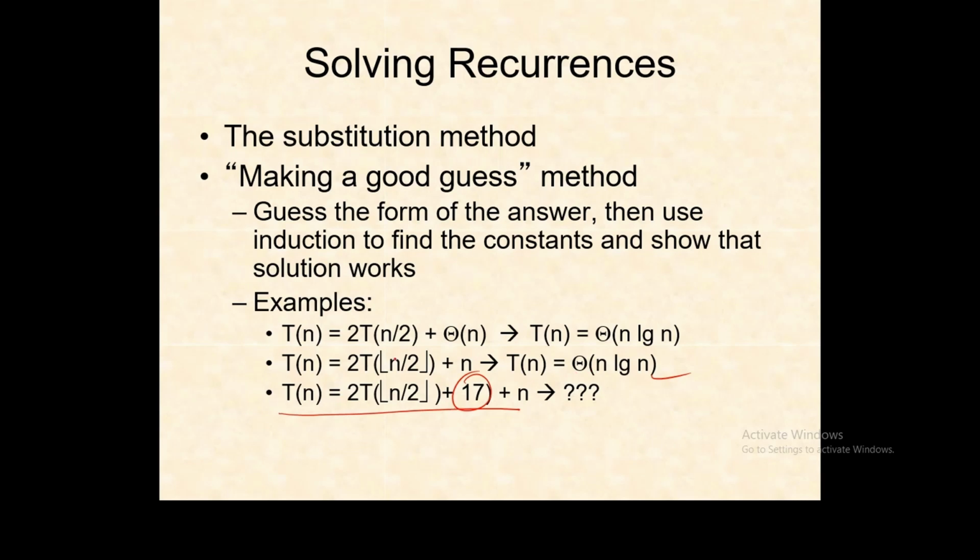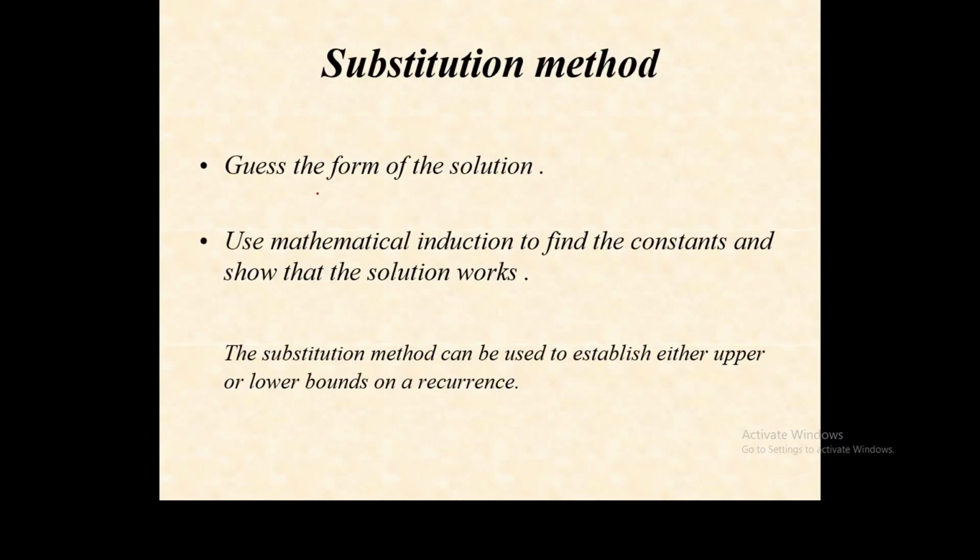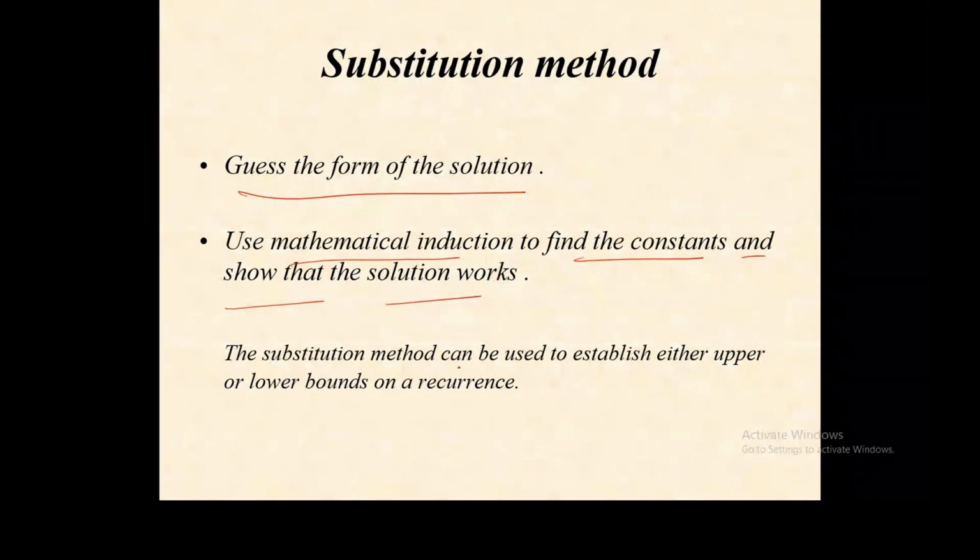So the problem in the substitution method is that we need to guess the solution, and suppose we are unable to guess the solution, then we will not be able to solve the recurrence relation by the substitution method. So guess the form of the solution, then use mathematical induction to find the constants and show that the solution works. The substitution method can be used to establish either an upper or lower bound on the recurrence. Meaning after giving a recurrence, we can be asked to find out the lower bound as well as the upper bound on that particular recurrence relation.